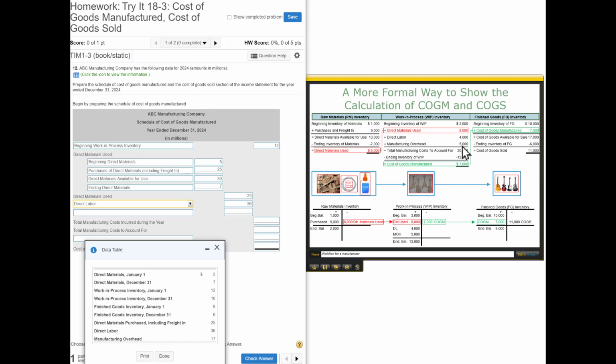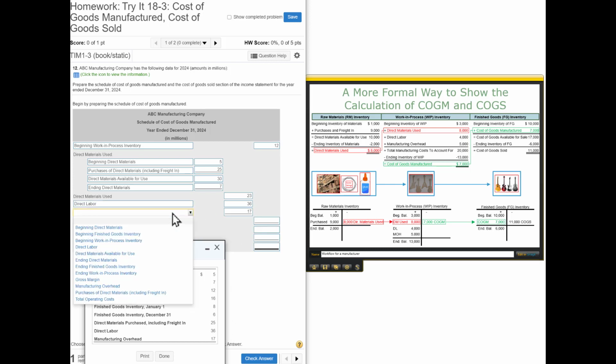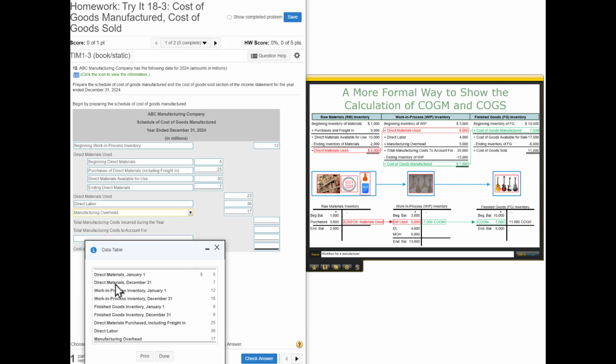After direct labor, we need our manufacturing overhead, which is 17. Copy and paste. Manufacturing overhead. So these are the costs associated with manufacturing our mystery product, but they can't be directly tied to each individual product. So when we get our direct materials, add our direct labor, add our manufacturing overhead, that gives us total manufacturing costs to account for.